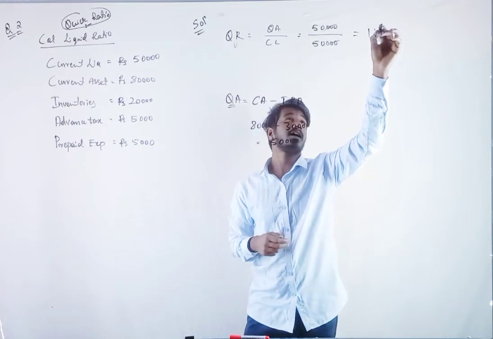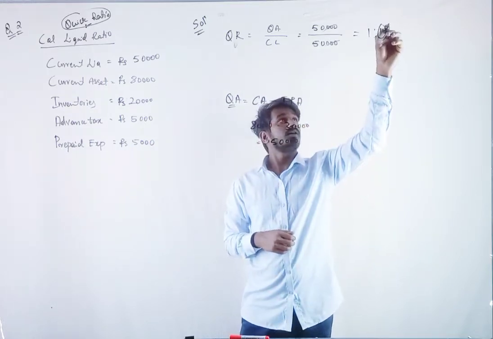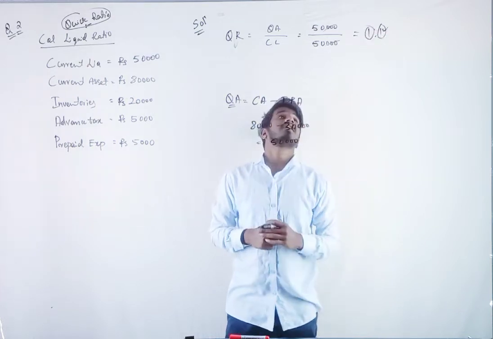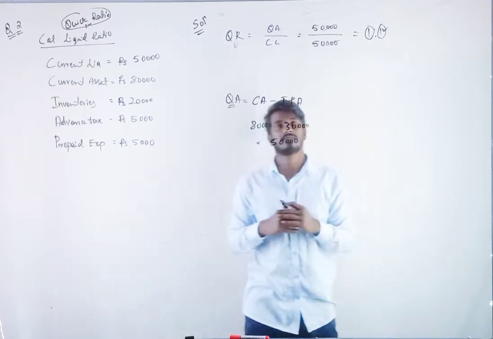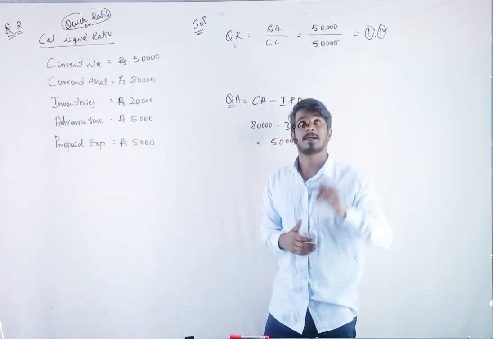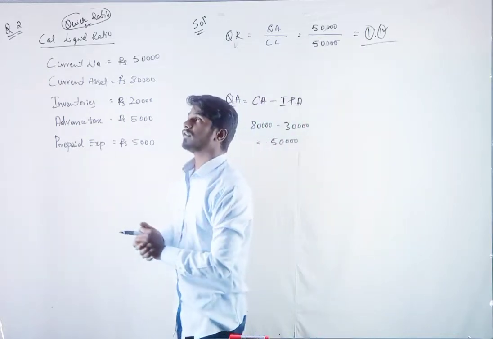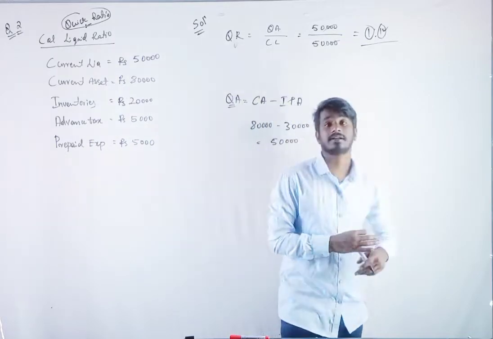If you are having a liability of rupees 1, we have an asset of rupees 1. It is equal, not more, not less. That's fine, right? The question number 2 is done.